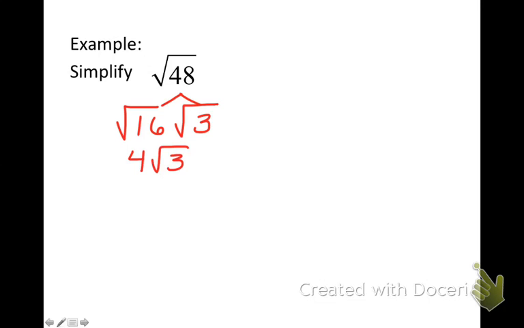Now, last step, step 5. Check to make sure that no other perfect square divides into the number remaining. Can I divide any of these perfect squares into 3? No. So now I know I'm done. Okay?